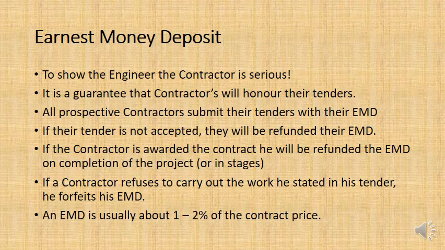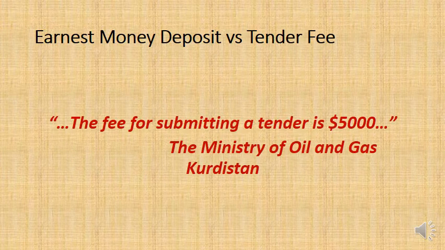That's a huge amount of money. Maybe the contractor just can't handle not having that money in his bank account until the completion of the project. In that case, for really big projects, they will refund the EMD, the earnest money deposit, at agreed stages. We will give half the EMD when you complete this phase of the project and the other half when you complete the entire phase. And that would all be stipulated in the tender documents.